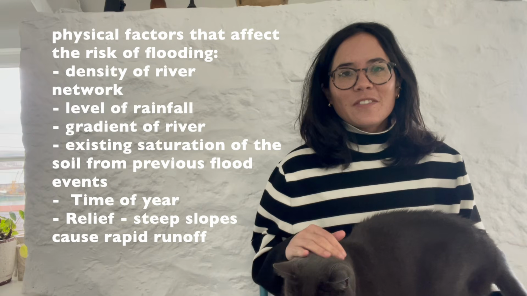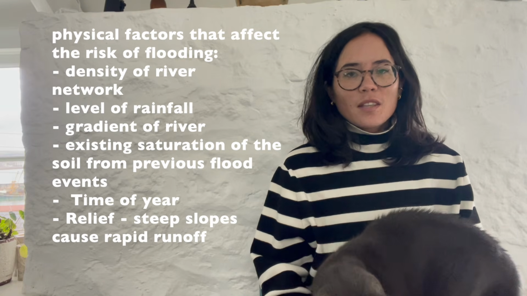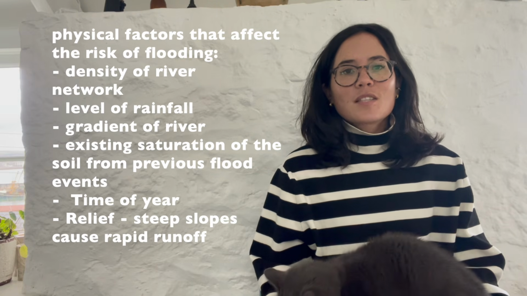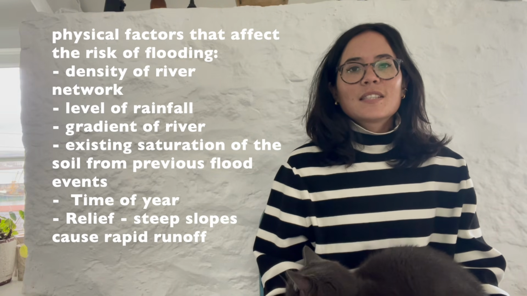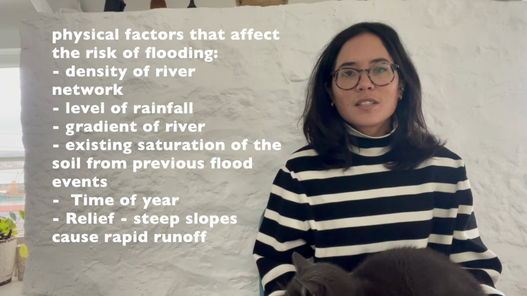So what physical factors affect flooding? So level of precipitation or rainfall, the density of the river network as well as its gradient. If there's any existing saturation of the soil from previous flood events, that will increase the likelihood of flooding. The time of year and any seasonal changes. So when there's been a lot of snowfall and then the temperature increases, you'll get a snow melt, which will increase the chance of flooding due to an increase in the river's discharge, and steepness of slopes, so the relief of the land. The steeper the slope, the increased chance of runoff and increased chance of flooding.